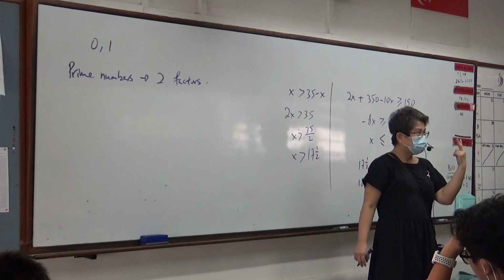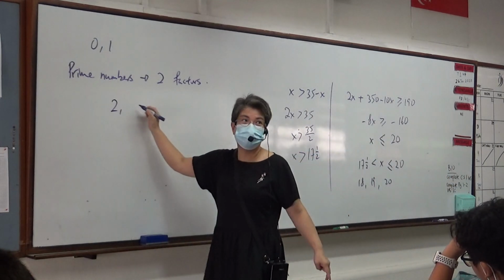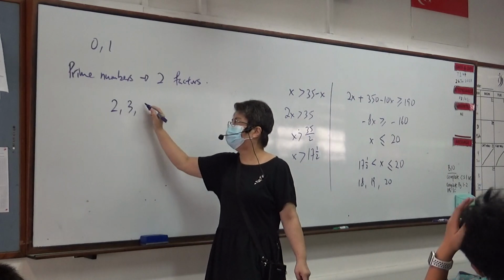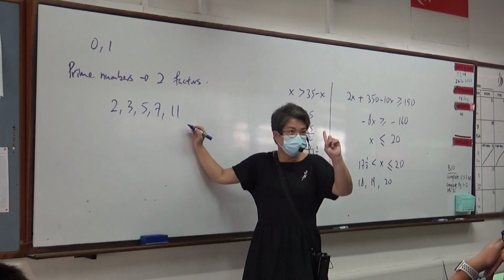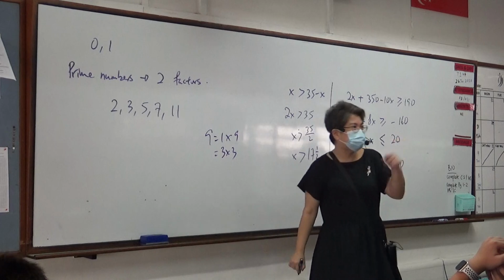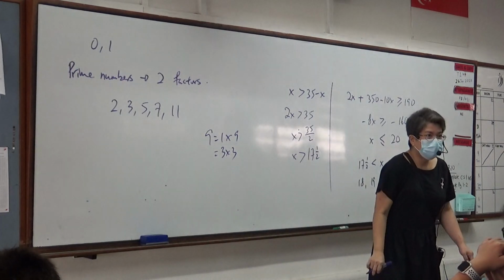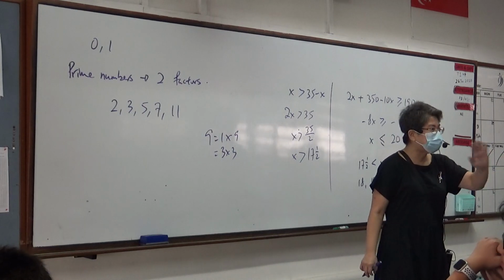2, okay? So 2, followed by 3, 5, 7, 11, not 9. 9 is 1 times 9 and 3 times 3. Are we clear? As long as you have more than 2 factors, it is not prime.